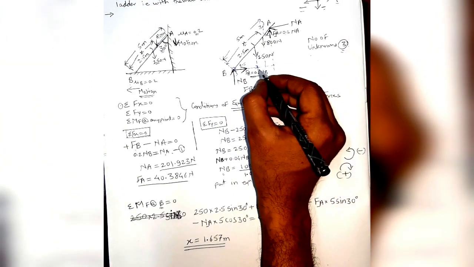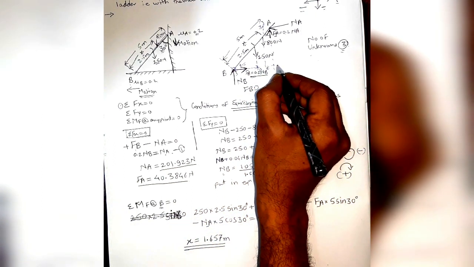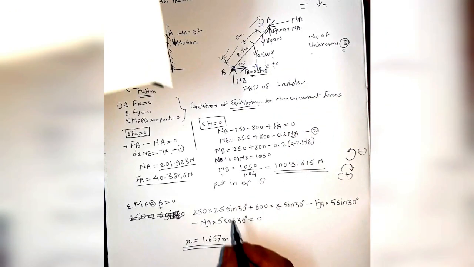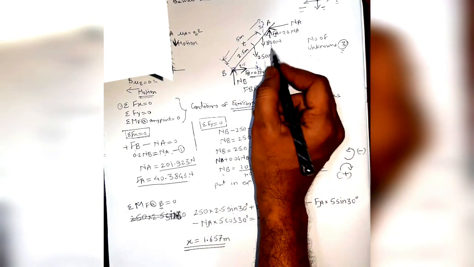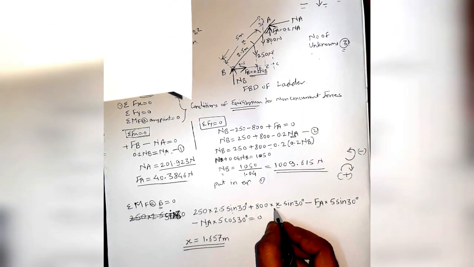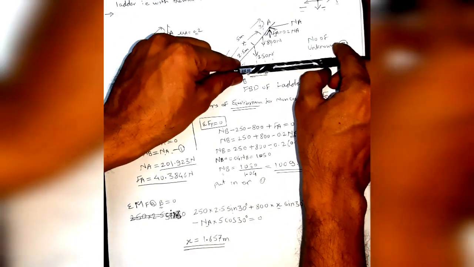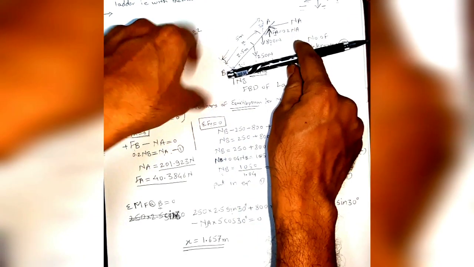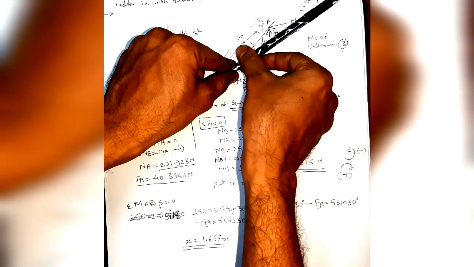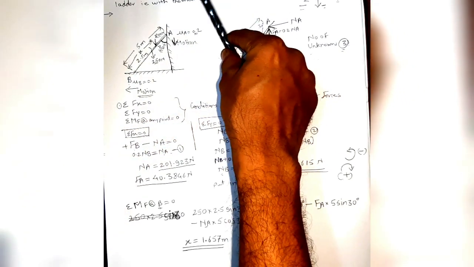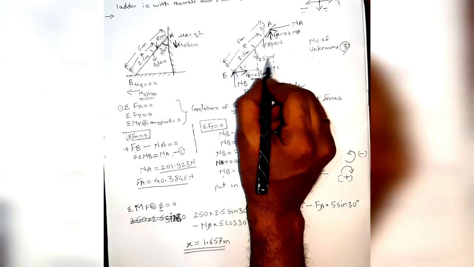Okay, we have named it as BD. This is point D, this is point E, and this is point C. So BD will be 2.5 sine 30. Again 800 will also cause a clockwise moment, so plus 800 into x sine 30, minus FA. Now this FA will cause an anti-clockwise moment. Okay, we fix the pen at point B. FA is acting upward, so if I apply an upward force, it rotates in the anti-clockwise direction. That means this FA force will cause an anti-clockwise rotation about point B. That is one of the methods.